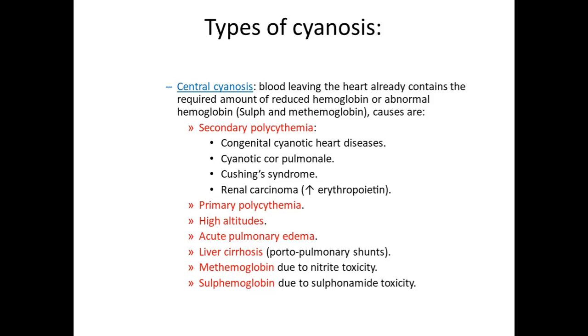We have central and peripheral cyanosis. In central cyanosis, the blood leaving the heart already contains reduced hemoglobin. Causes include secondary polycythemia, congenital cyanotic heart disease, cor pulmonale, Cushing syndrome, renal cell carcinoma, pulmonary edema, and methemoglobinemia.